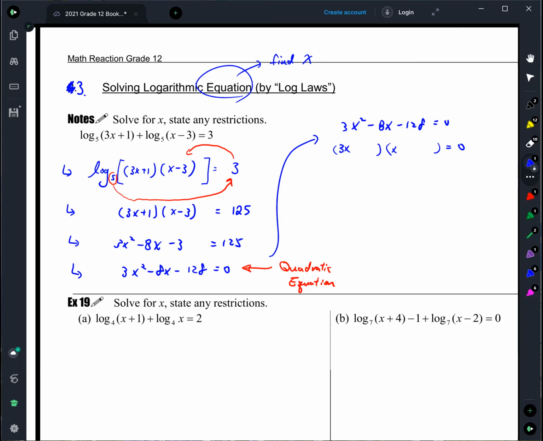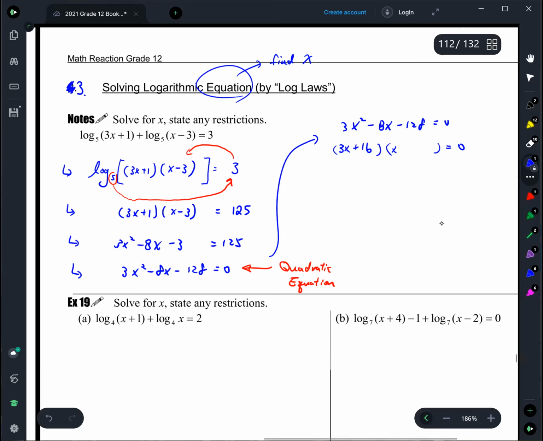Okay, Caleb, can you tell us one of the brackets? Three x plus 16. 3x plus 16. Okay, and the x minus 8. Okay, I was going to ask another one. Okay, good. Yeah, that's correct. Okay, so those are the two brackets. So from there, we can solve for x, right? You make each bracket equal to 0, isolate x.